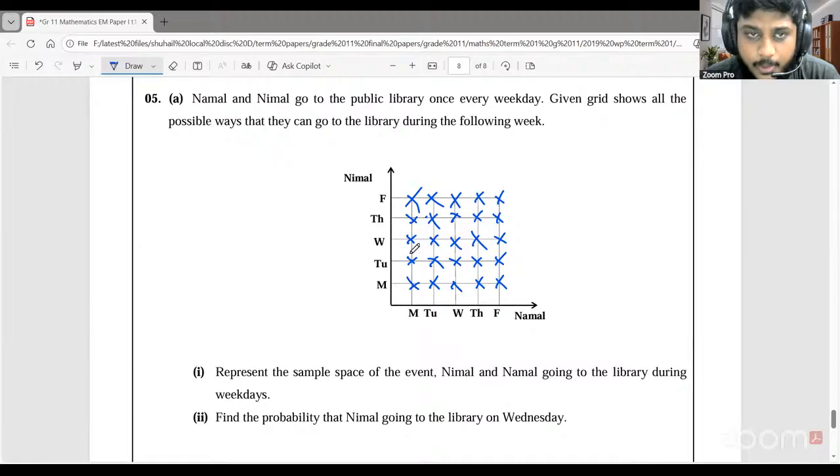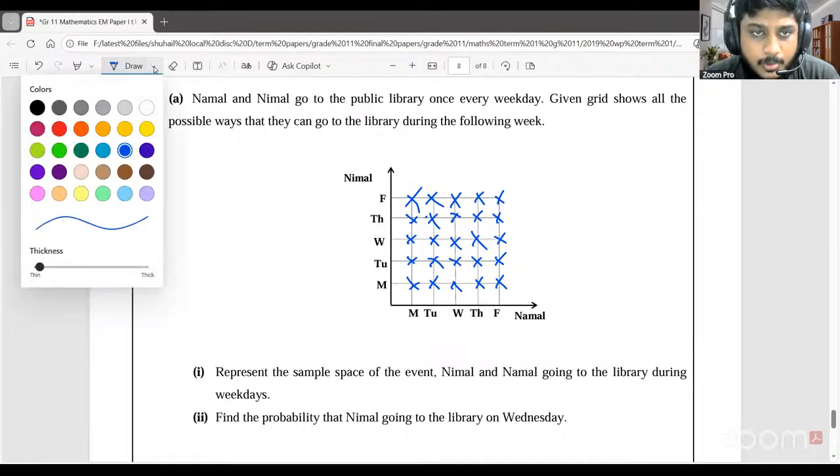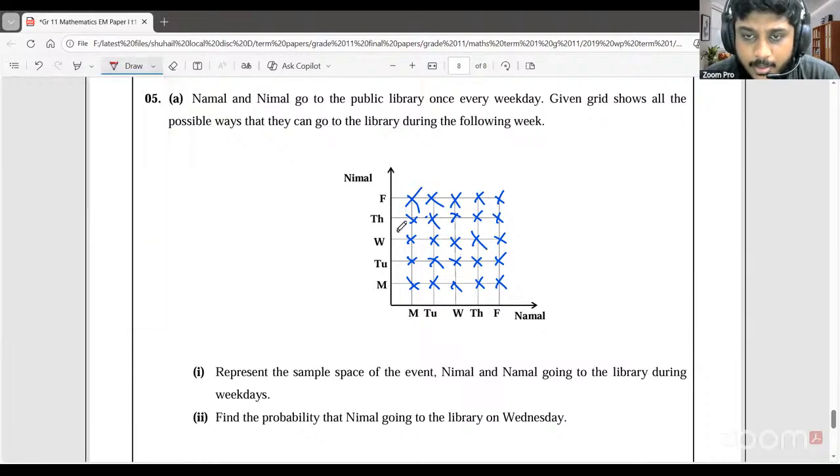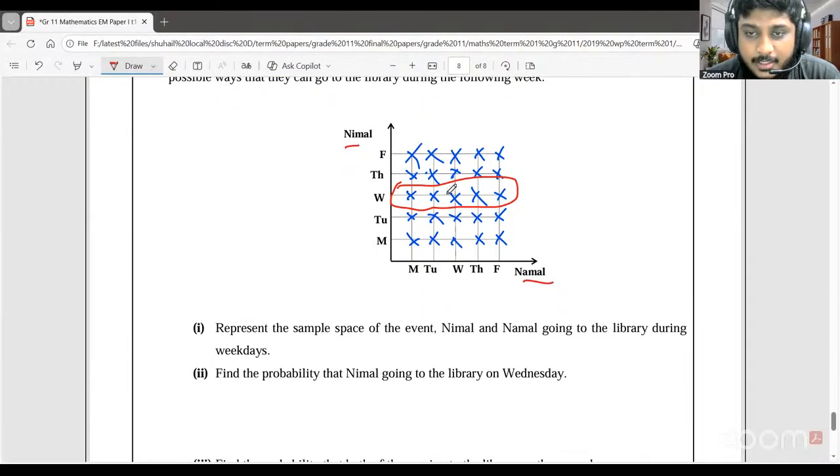Nimal, they are talking only about Nimal. So I'll use the blue or red color. Nimal going to library on Wednesday. So where is Nimal? This is Nimal. This side only Nimal going to library on Wednesday. Already we are confused with these questions. When they're giving names also, they're giving confusing names. Nimal, Namal. Only A and I is different. Alright. So they're asking the probability 1, 2, 3, 4, 5. You can write 5 over 25. So you can simplify and write 1 over 5.